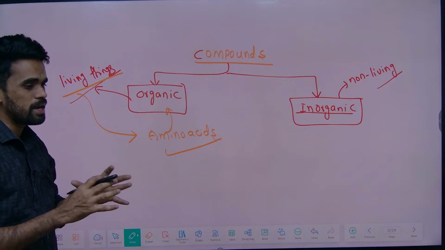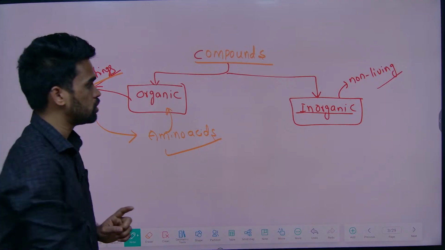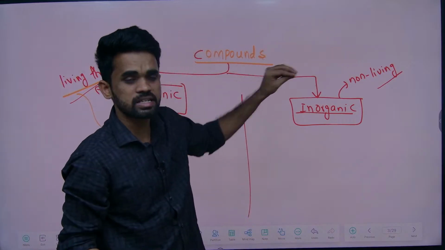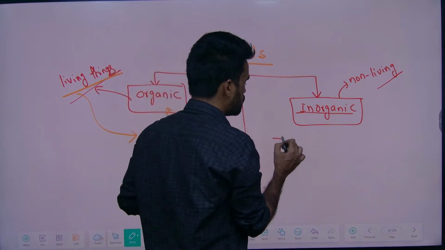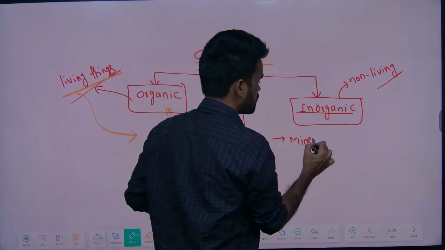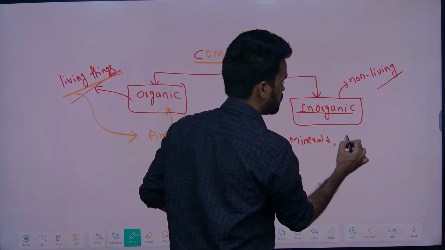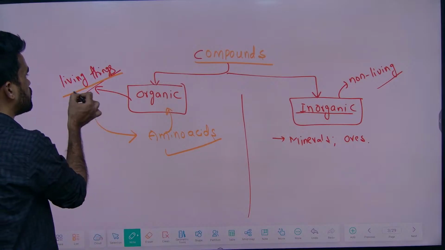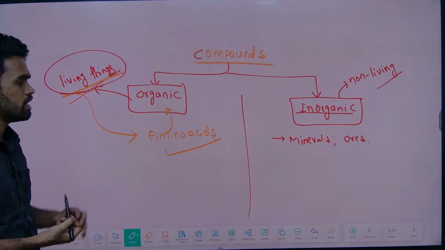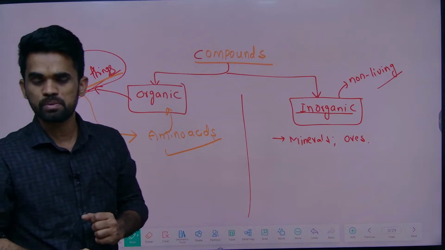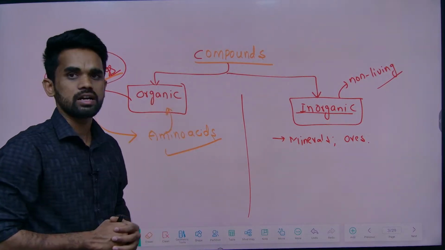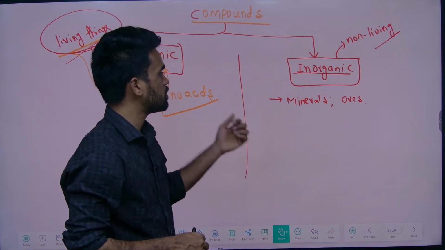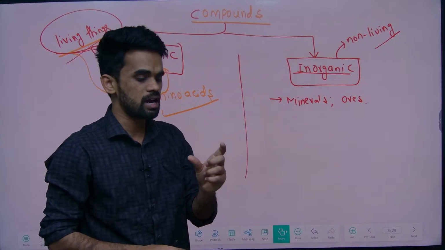So this is the basic classification. If compounds are extracted from non-living sources, they are considered inorganic compounds. Minerals and ores are the best examples. When it comes to organic compounds, they originate from living things, and proteins, amino acids and biomolecules are some examples of organic compounds. Hope up to here it is clear. So this is how the name organic came.